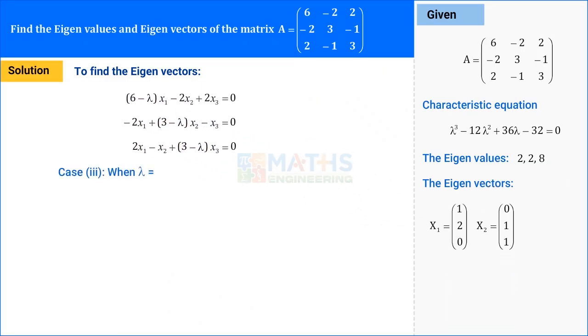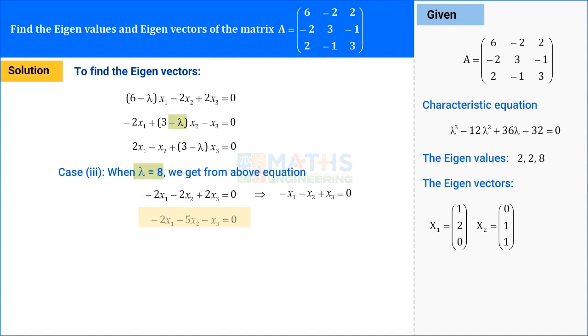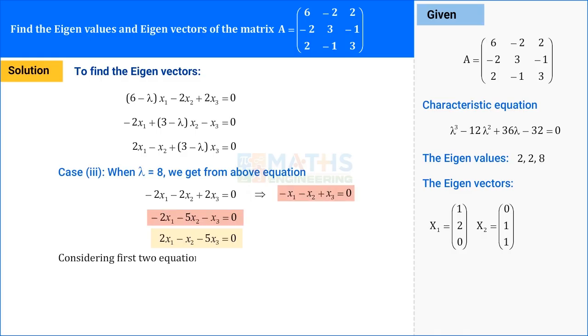Now we are going to find the eigenvector for the third eigenvalue lambda is equal to 8. For this, you substitute lambda is equal to 8 in the first set of three equations. Now we get three different equations. So you take any two equations. I consider the first set of two equations. Here we are using the cross rule method.